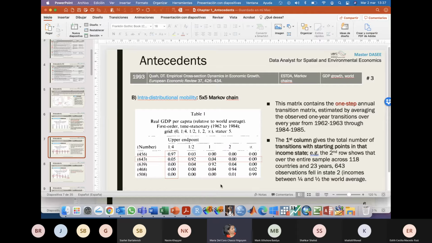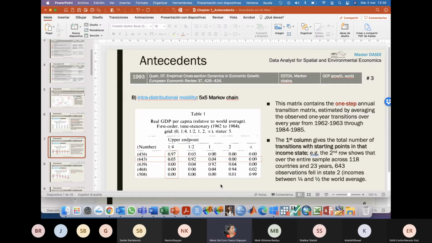It has been estimated by averaging the observed one-year transitions over every year, starting from 1962 to 1963 through 1984 to 1985. The first column gives the total number of transitions with starting points in the lower income state. That is, being lower than 1/4 of the world average. This is the first column. This is what it gives: the total number of transitions starting in this lower income state.